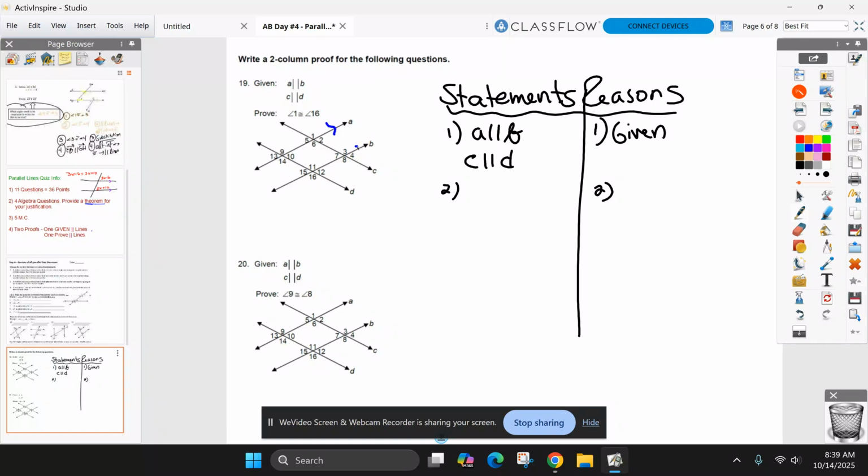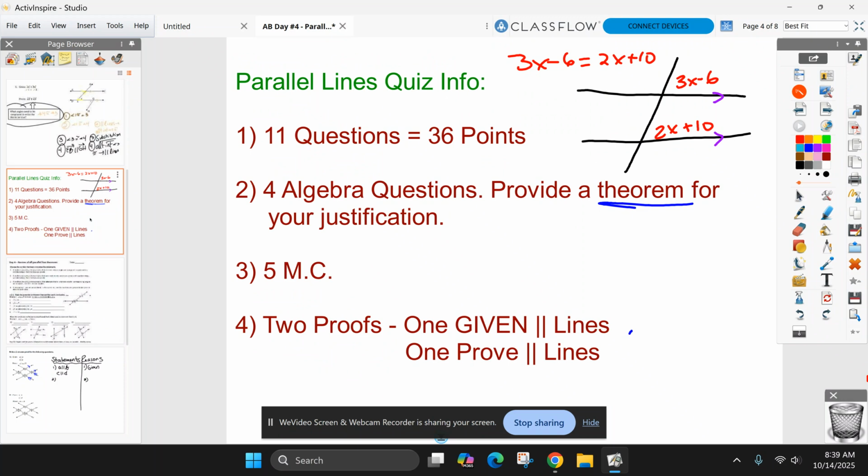Mark your diagram with arrows. You can have double arrows on one set of the parallel lines. So this type of proof is what I refer to as given parallel lines. Okay, so there'll be one type here, given parallel lines.